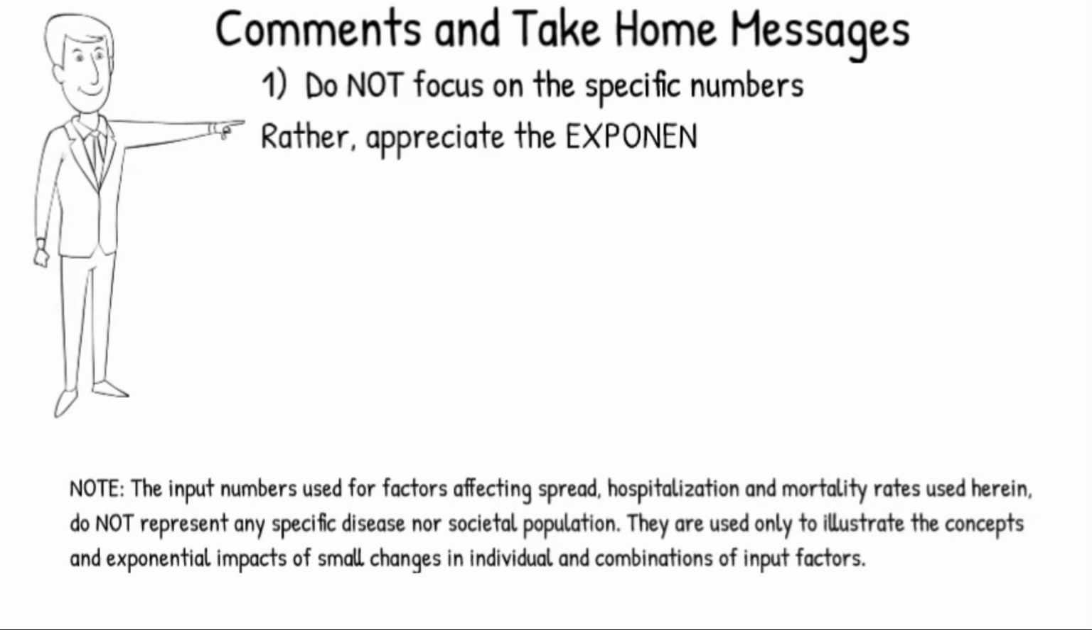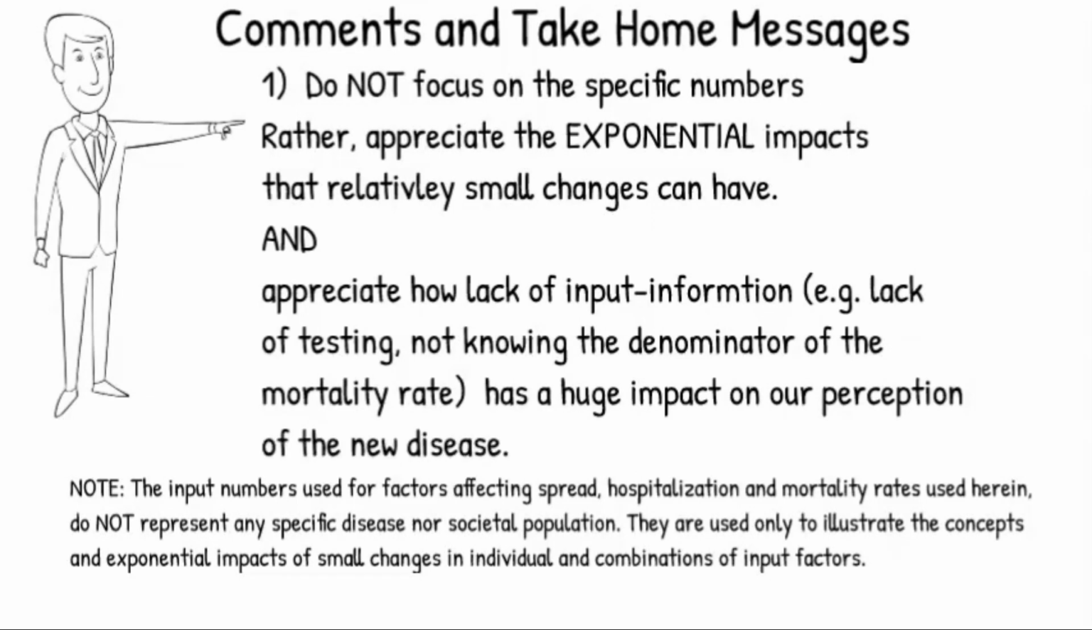So some comments and take-home messages from all this. The first thing is, do not focus on the specific numbers used for different factors affecting disease or the specific outputs from these. Rather, focus on the sensitivity of the entire system and the exponential impacts one can have, either positive or negative, if we all work together to change something even slightly. If on average we can reduce the number of contacts per day by even a small amount, we can have over time a huge impact in the reduction of the total number of infections and deaths and spread them out over time. That's the take-home message.